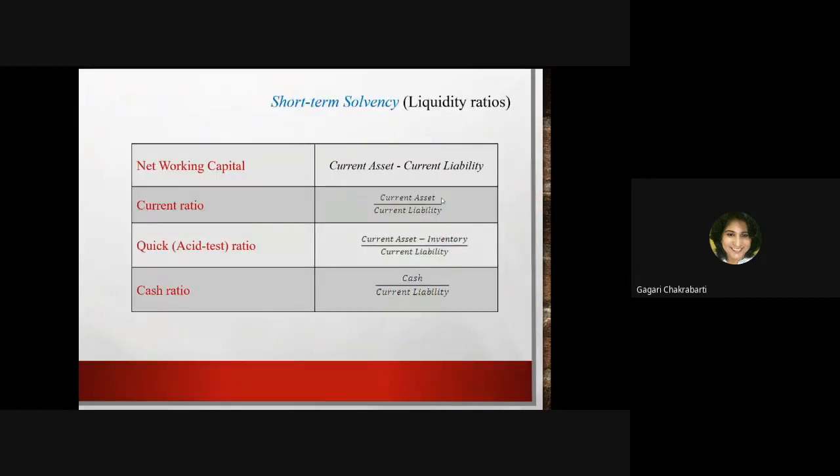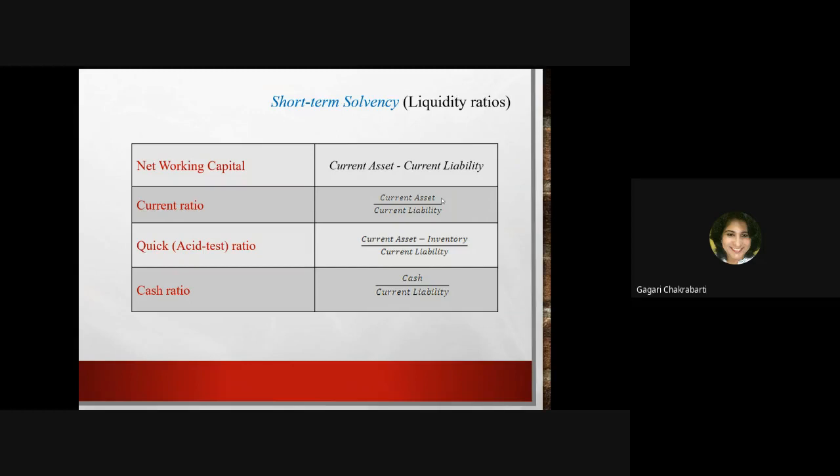Okay. The first one, the net working capital. So this is a widely used concept. It gives us the difference between the current asset and the current liability. If this is exactly equal to 0, what does that mean? That means that the current asset is exactly sufficient to maintain the current obligations.